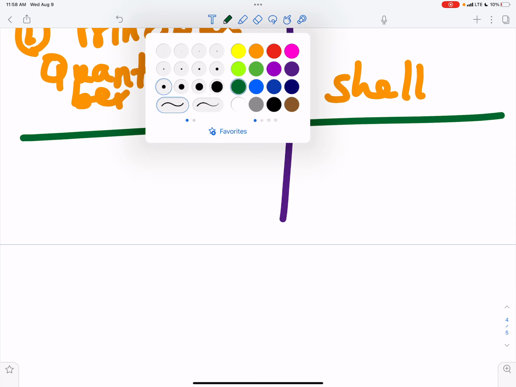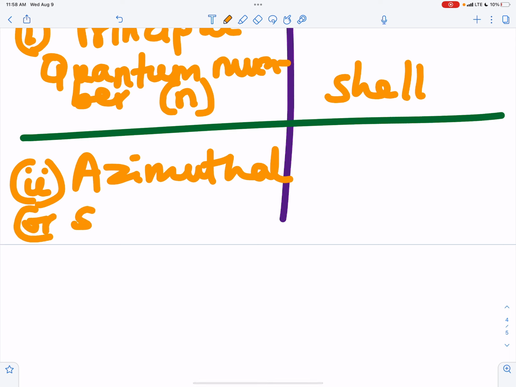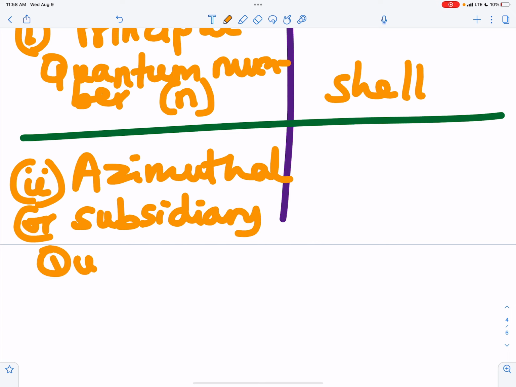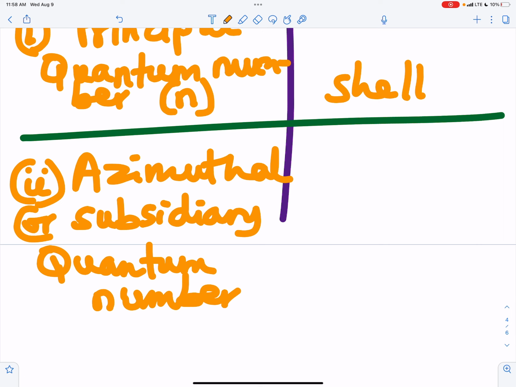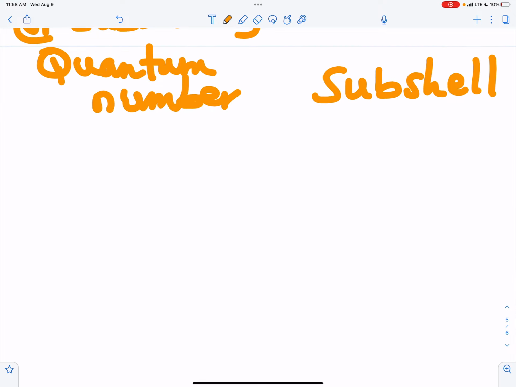Roman number 2, azimuthal or subsidiary quantum number. The azimuthal or subsidiary quantum number tells us the subshell an electron belongs to. So when we start using this, you will appreciate it a lot. It's very interesting. So that's number 2.